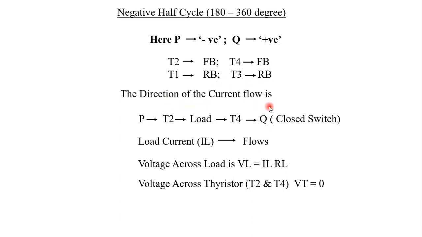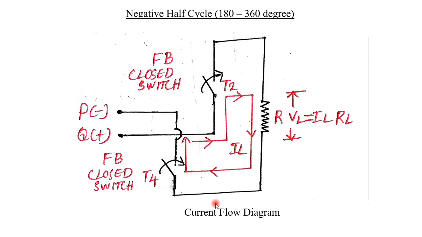So here also the switch is closed. Current IL flows and the voltage across the load is also available. This time, for the voltage across the thyristors, we have only T2 and T3 switches. And this is the circuit current flow diagram of the negative half cycle operation.